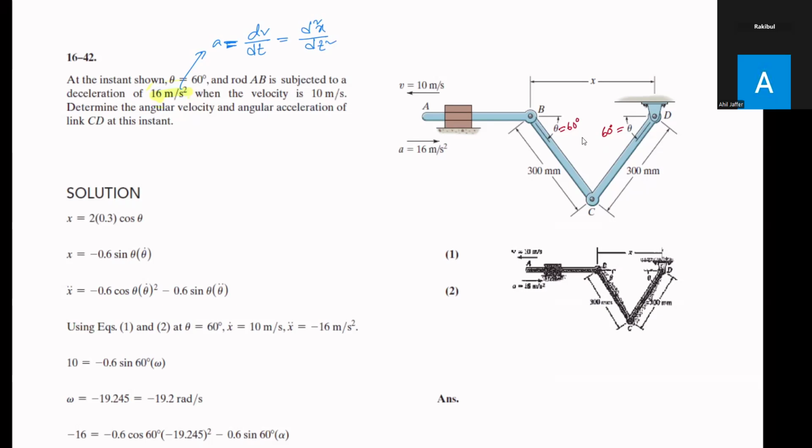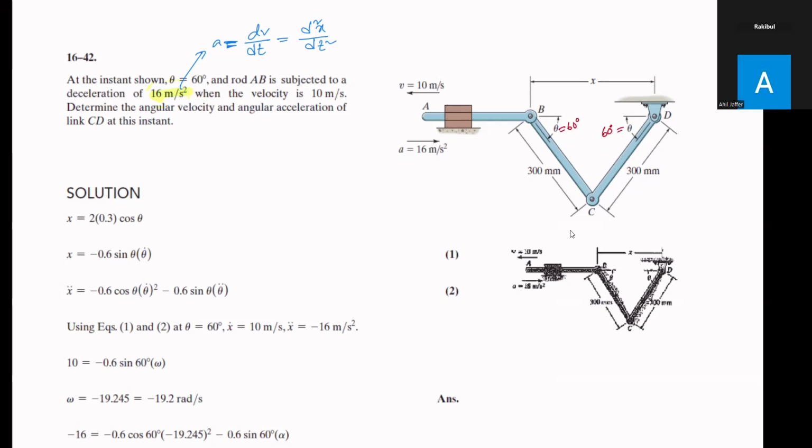And so rod AB is this, so this is A. You see here, they have shown us the horizontal velocity, and deceleration means the speed is decreasing. At some point, it will be stopping. Now determine the angular velocity and angular acceleration of link CD. So we have to find out the angular velocity and angular acceleration of CD.